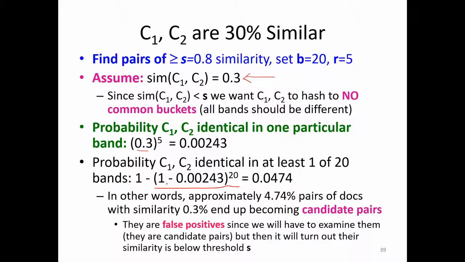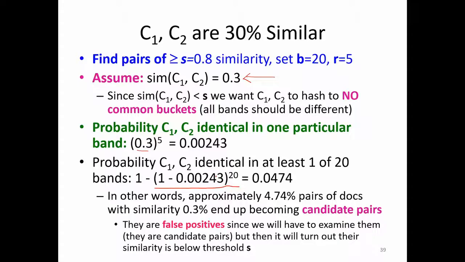So the probability inside is that they are not identical, or they are not colliding, or they are not falling into the same bucket in any of the 20 bands. Okay, and that to the power 20, and 1 minus that is the probability that in at least one of the 20 bands, they're coming out to be identical. And this comes out to be about 4.7%.